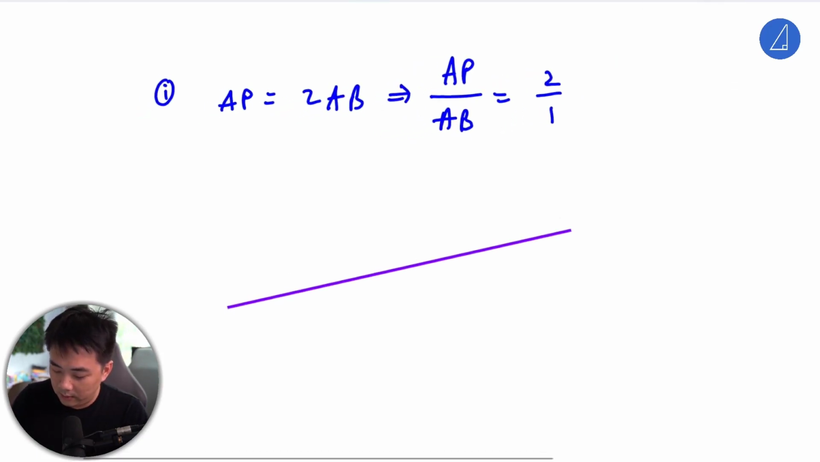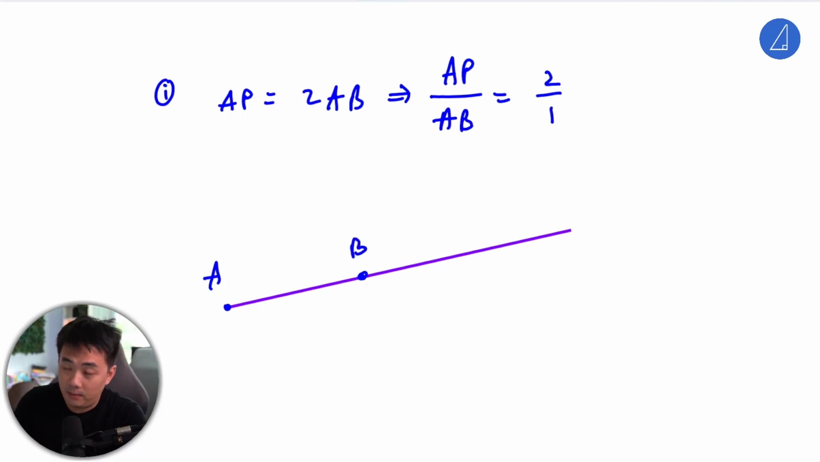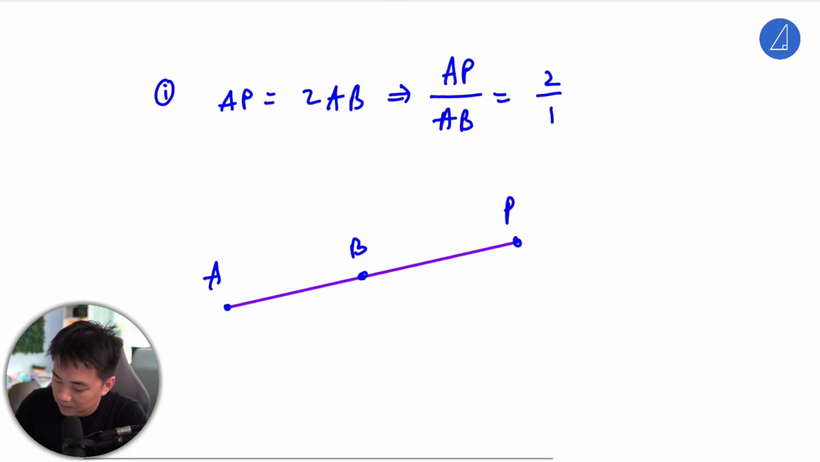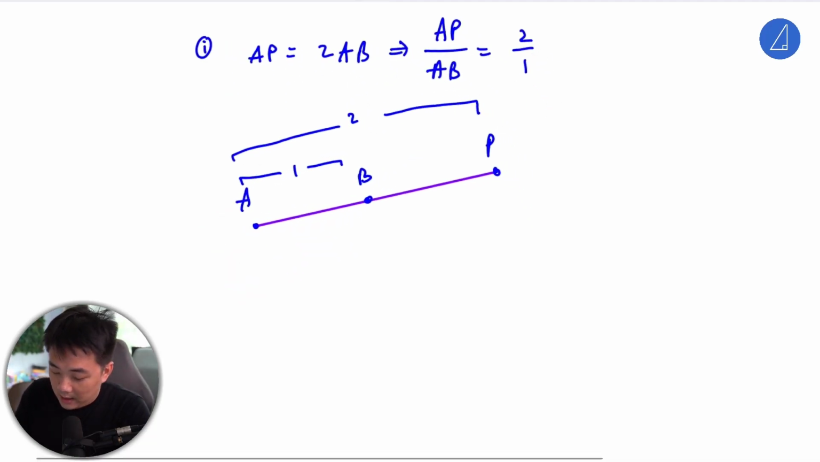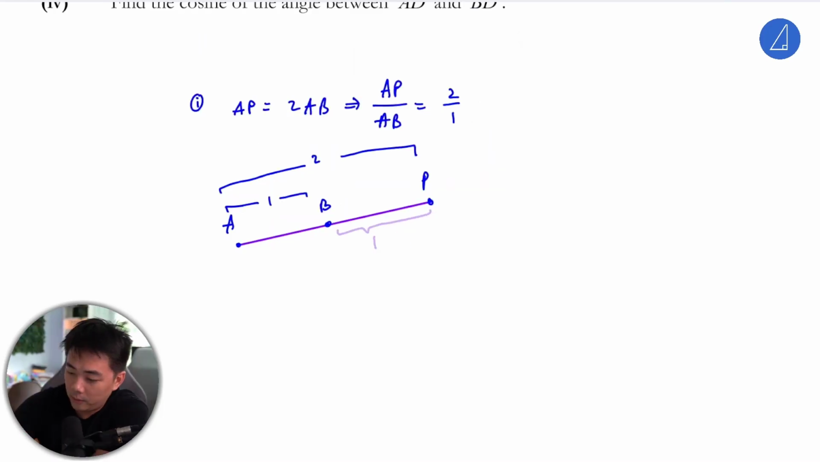So if you have AB, then P lies on AB produced, so that AP is 2, and B is then a midpoint as well. So this is P here, and this part is 1, then this whole length is 2, so this guy will just be 1. From here it's no surprise.